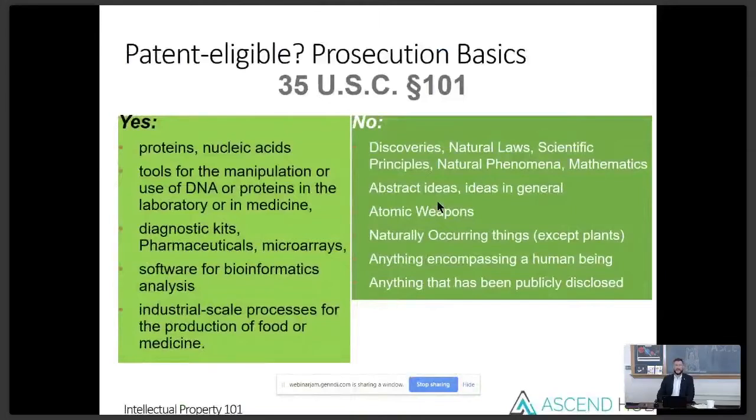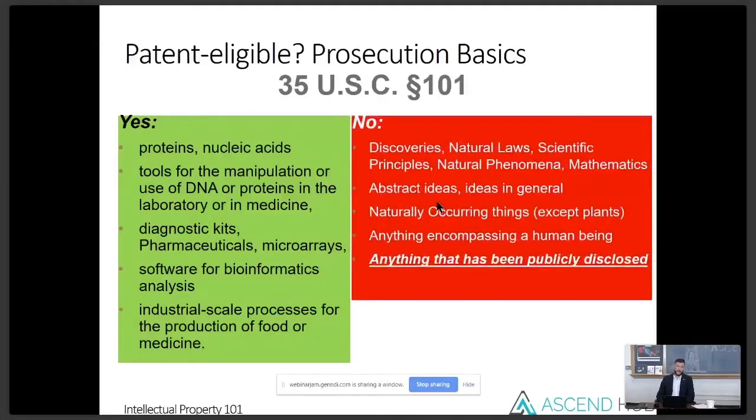So looking at more descriptive examples for biomedical technologies, patent eligibility could include proteins and nucleic acids, tools for the manipulation or use of DNA or proteins in the lab or in medicine. It could be diagnostic kits, pharmaceuticals, microarrays. It could be software for bioinformatics analysis, or it could be industrial scale processes for the production of food or medicine. It could also be recipes and compounds. What it can't be, again, is any discoveries, natural laws, any abstract ideas, and anything that's been publicly disclosed.